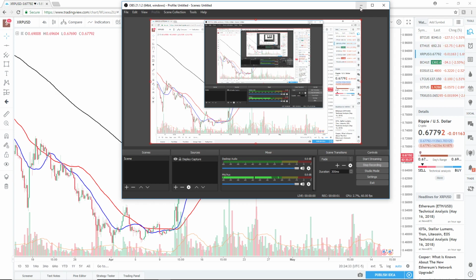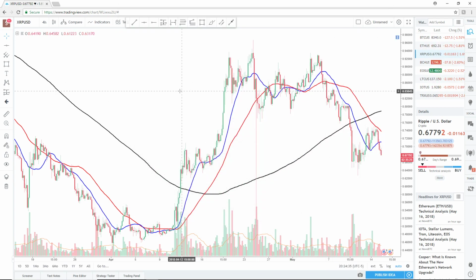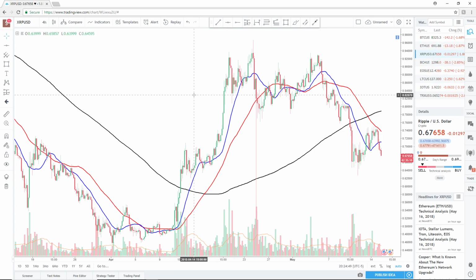What's going on, traders? Today I'm going to be bringing you a video on the indicators that I use for trading. So as you can see, I'm on TradingView, and I have the Ripple USD chart pulled up for Bitfinex, and as you can see right away, you probably see these three different colored lines.